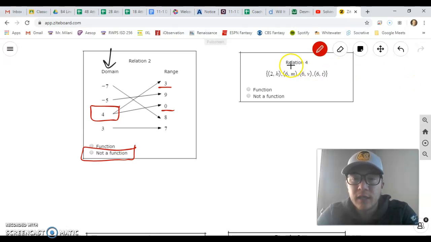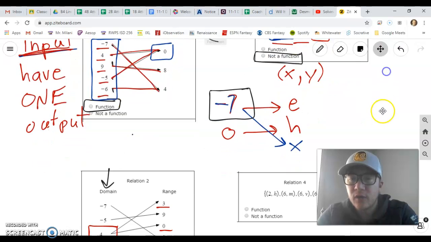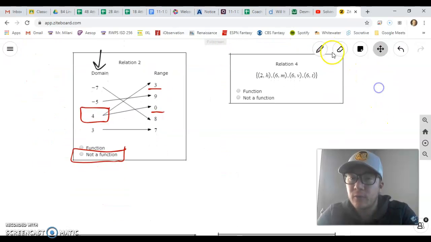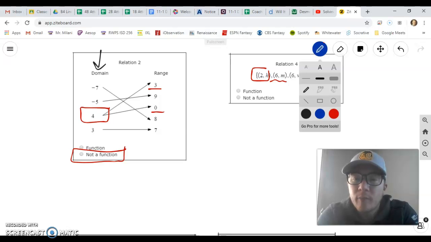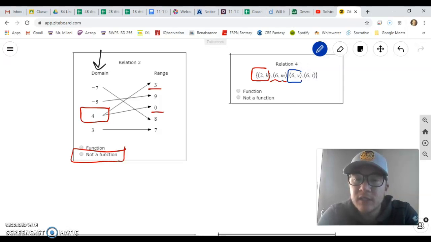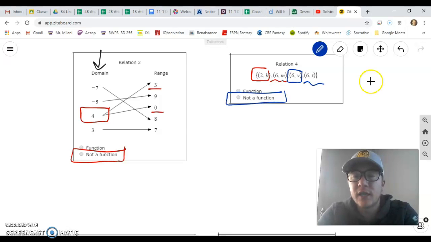Okay? Then we're looking at, over the right side, we've got relation 4 over here. Remember what happened up top for this to not be a function. You had an x value that was paired with two different y values. Well, my 2 and my h, that's all good. Then I've got my 6 and my m, fine. But then it's telling me 6 is with v and 6 is with t. I've got an x value with multiple y values. That is not a function. Okay, each x can only have one specific y.